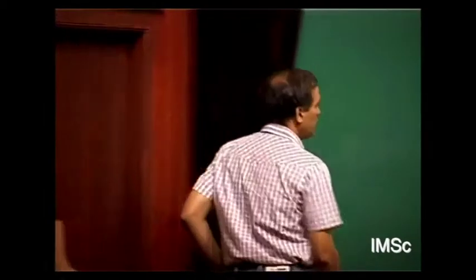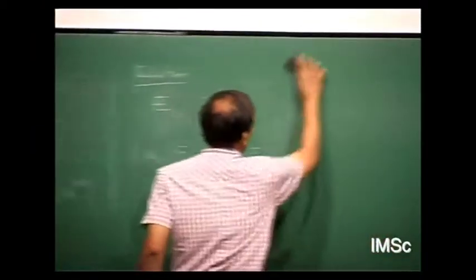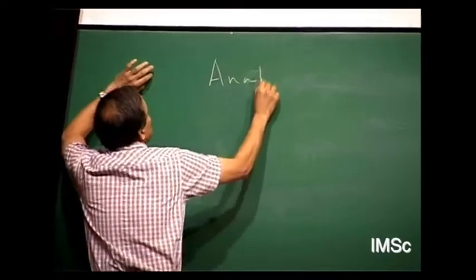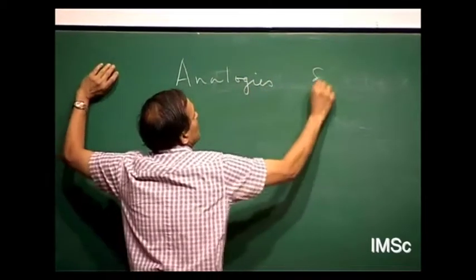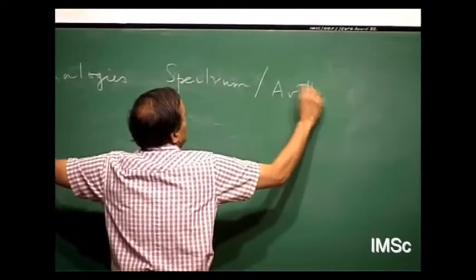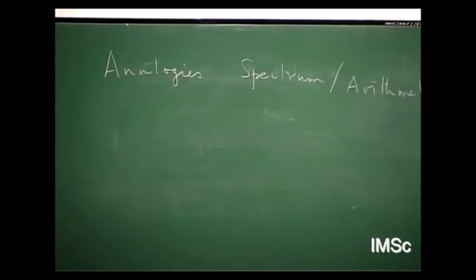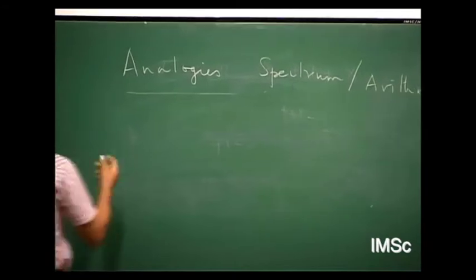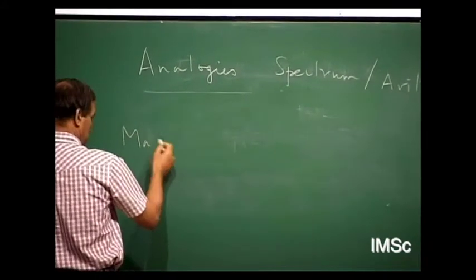Okay, now I want to talk about some strong multiplicity one results, but in a spectral context. There have been various analogies known between spectrum and arithmetic. So let me start with some of these analogies. The first instance can be attributed to Maass.